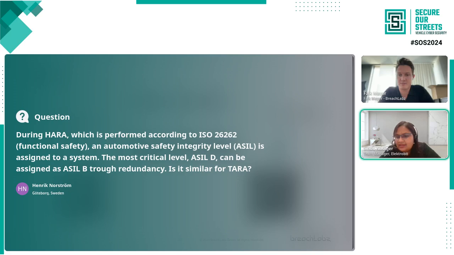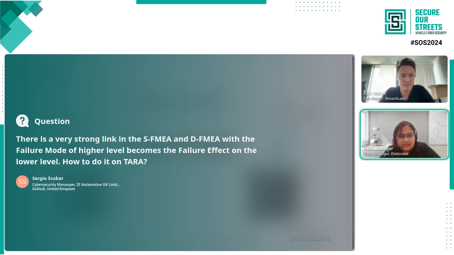Thanks, Falk. I hope it has been addressed. And now the next question is about the very strong link in the SFMEA and DFMEA, where the failure mode of the higher level becomes the failure effect on the lower level. So how do we do it in TARA?